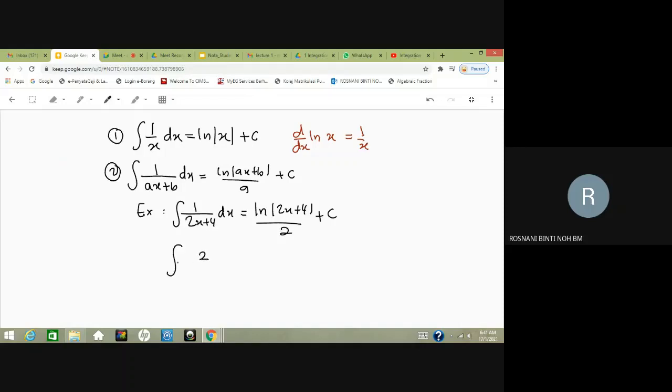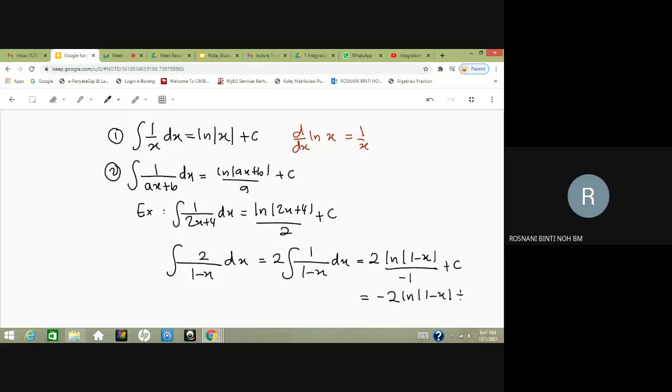Integration of 2 over 1 minus x. So let's take out the 2, because in the formula we only have 1 for the numerator. So 1 over 1 minus x. Now we will use this formula to get ln |1 minus x|. When we differentiate 1 minus x, it will give us negative 1. So the answer is negative 2 ln |1 minus x| plus c.